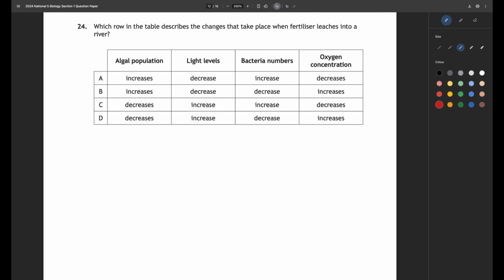For the next one, the bacterial numbers. Now, we have all this algal bloom suddenly forming in the water, but eventually that is going to start to die, and our friendly bacteria are going to come along and start to decompose that dead, rotting material. So the bacterial numbers are going to increase. And then finally, because the bacterial numbers increase and they carry out respiration, the oxygen levels are going to decrease within the water. Okay, so the answer we're looking for in 24 is A.